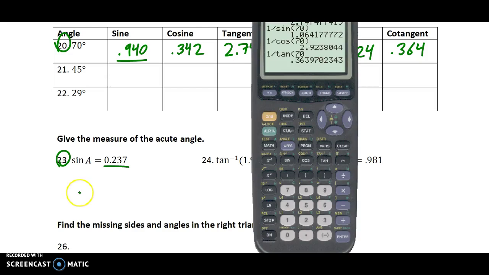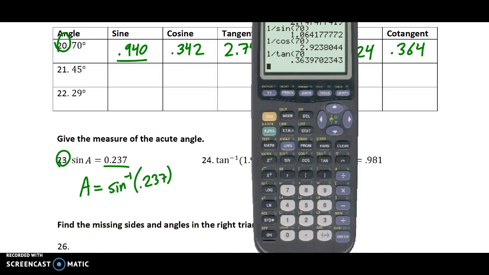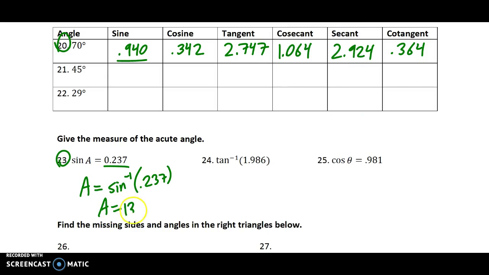So instead of taking the sine, I'm going to take what's known as the inverse sine, also known as the arc sine. So I'm going to do second sine of 0.237, and I should get a reasonable answer somewhere usually between 0 and 90, because it's an acute angle. And I'm going to round this to the nearest tenth, 13.7 degrees. So the measure of angle A is 13.7 degrees. Just remember, if the angle's missing, use inverse.